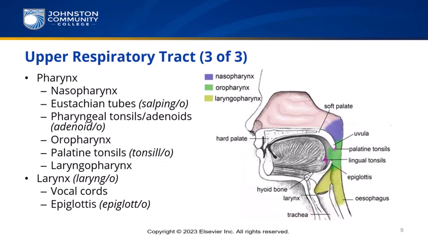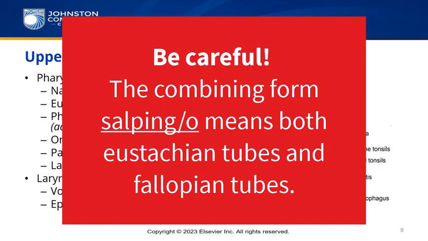The throat is divided into three sections. The nasopharynx is directly behind the nose. The eustachian tube, which connects the ear to the throat, opens here. This is the site also of the pharyngeal tonsils, known as the adenoids, which consist of lymphatic tissue that helps prevent pathogens from entering through this opening. Be careful! The combining form salpingo means both eustachian tubes and fallopian tubes.